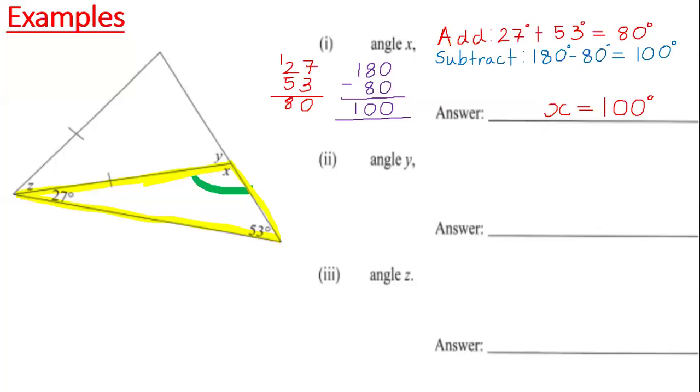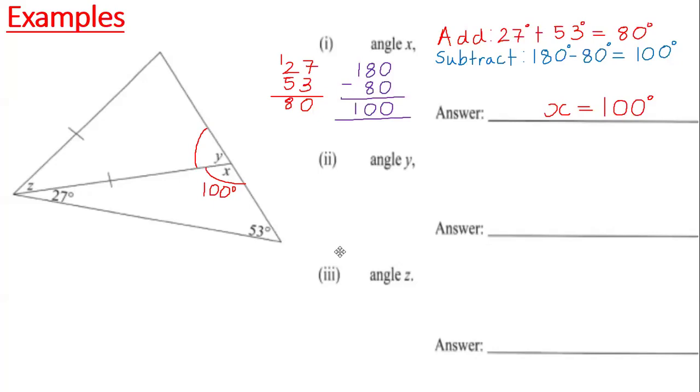So next, we have to find y. We already know that x is 100 degrees. Our goal is to figure out what y is. Any ideas on how we're going to figure out what y is?